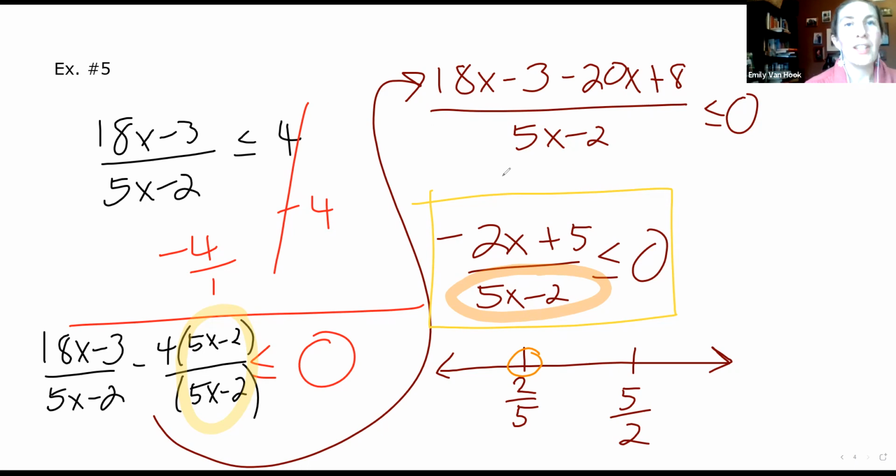Then the numerator, if we set that equal to 0, -2x plus 5 equals 0. Subtract 5, then divide by -2, you end up with positive 5 over 2, which is positive 2.5. That one I will include, so that's going to be a closed circle. So we should have our number line set up. We have 2 boundary points, and in this case, what that means is we are testing 3 different intervals.